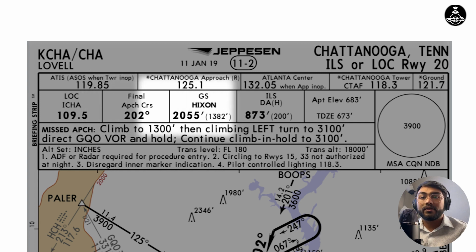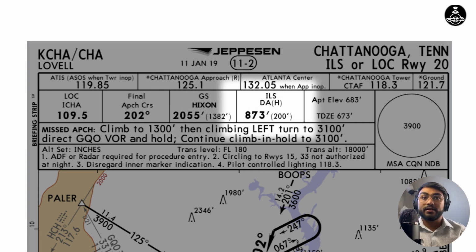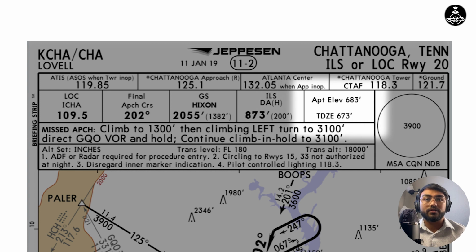We will be intercepting our glide slope at 2055 feet at Hickson. ILS decision altitude is 873, decision height is 200 feet AGL for category 1 ILS. Of course, airport elevation is 683, touchdown zone elevation is 673.